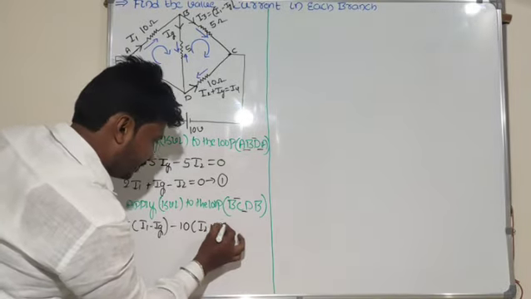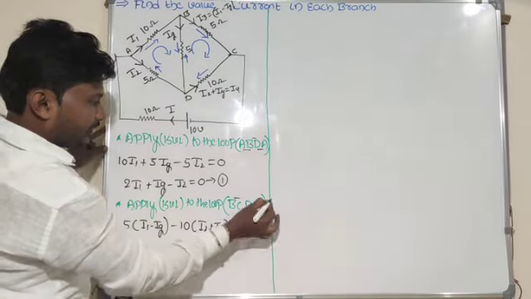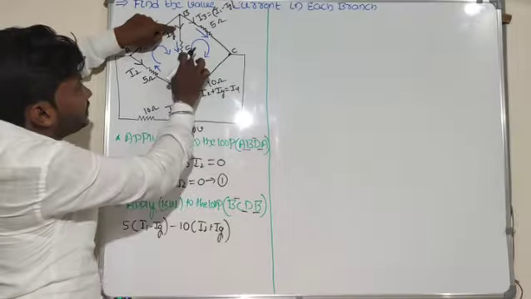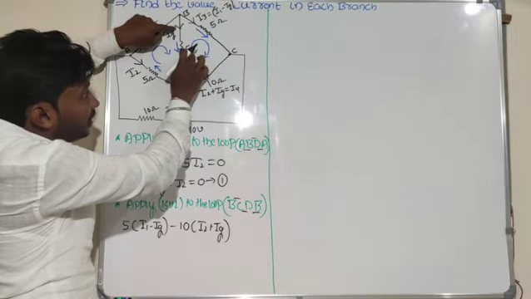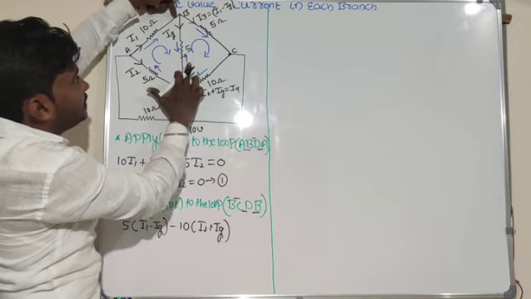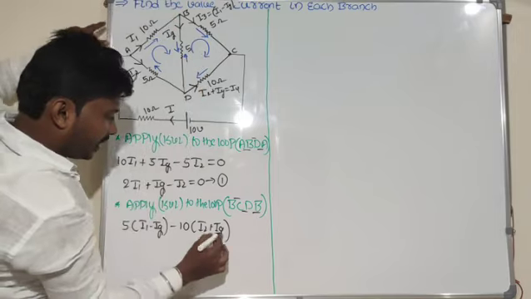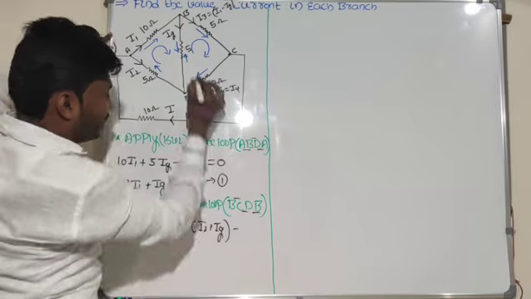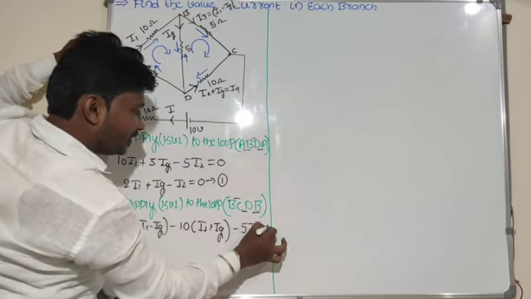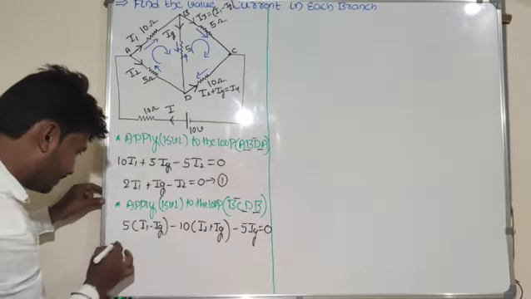Next I can take another terminal. So between B and D, this is the direction of actual current, and this is the imaginary line for this loop. So both are in opposite direction. Again, resistance is 5 ohm, current is Ig, and the sum is equal to 0. Now I will simplify this equation.